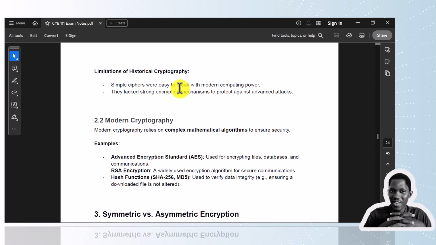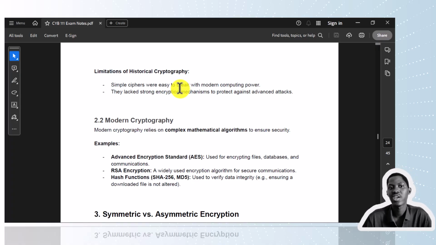So simple ciphers were easy to break with modern computing power. In fact, you don't even need modern computing power. You can use your own brain to easily break Caesar ciphers. So now, they lacked strong encryption mechanisms to protect against advanced attacks.